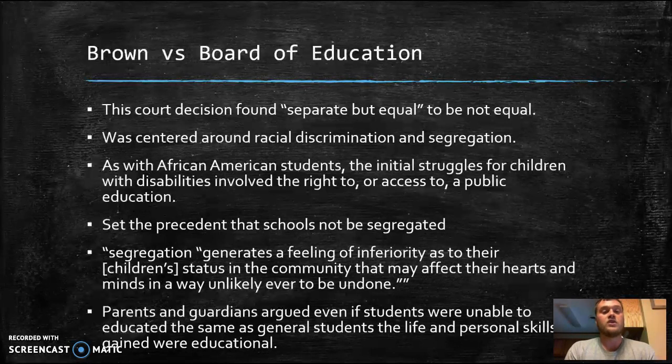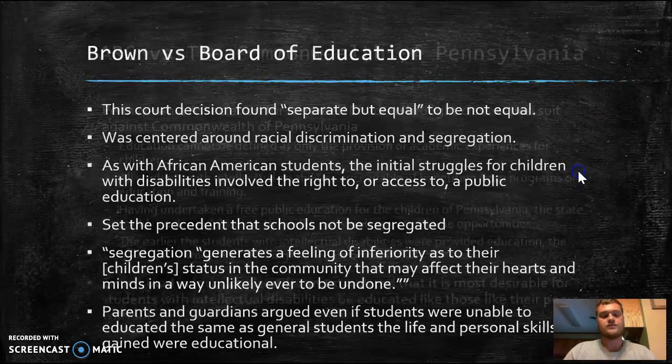That's a quote from one of the judges from this case, the ruling judge, and said that segregation early in life could lead to issues later in life, and they may never overcome them. So parents and guardians thought that them being in school around peers, around people their own age, would be beneficial for them, whether they were learning the same curriculum or not. The educational value was still there.